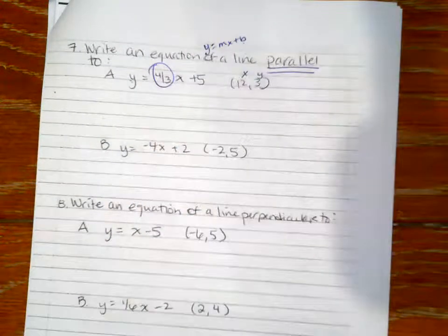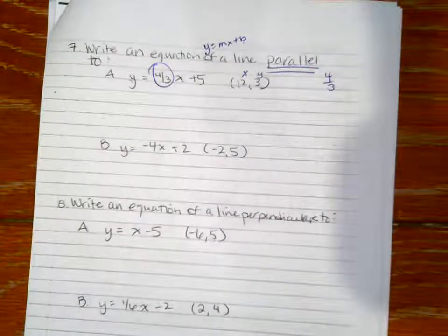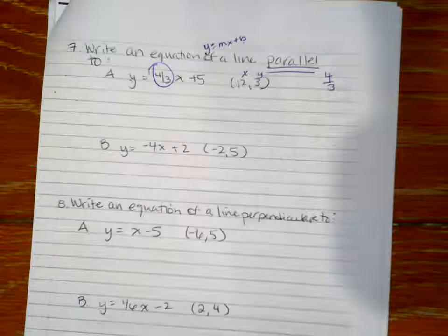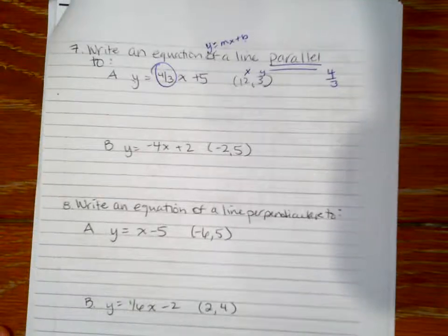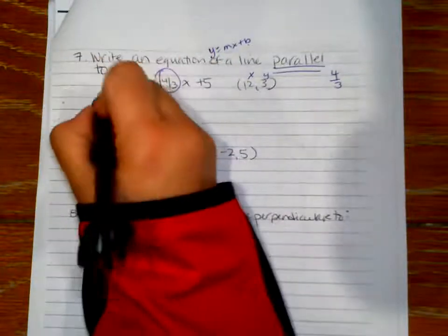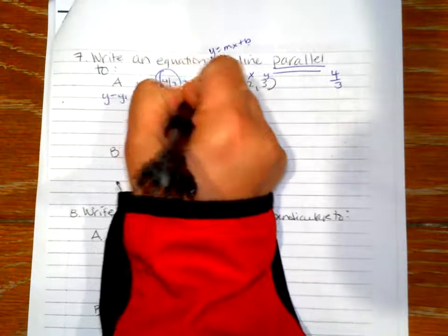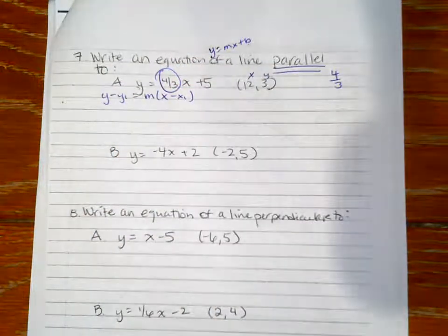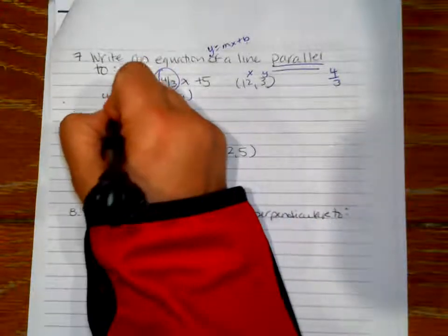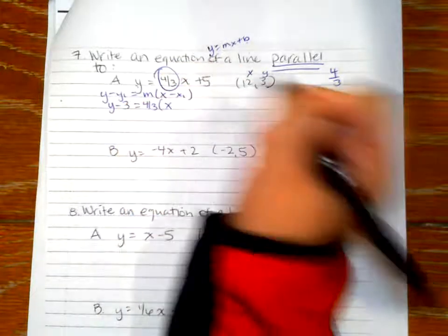There's my slope. It's 4 over 3. A parallel slope to that is still 4 over 3. So that's what I'm going to use for this. And in order to do that, I'm going to do it 2 different ways. Again, you can choose which way you want to do this. So I'm going to do it in point slope first, and then I'll do it in slope intercept. So here's my point slope equation. It's y minus y1 equals m times x minus x1. Okay? And I'm just going to plug in. So I'm going to get y minus 3 equals 4/3 times x minus 12.